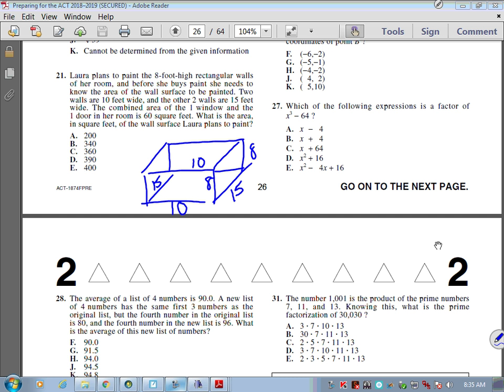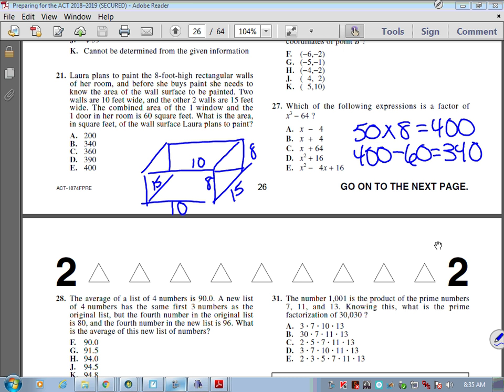So the perimeter of the room is actually 50. 15 plus 15 is 30, 10 plus 10 is 20, so I got 50, right? 50 times 8 is 400. So that's 400 feet squared, but we need to take out the 60 square feet, which includes my window and my door. So 400 minus 60 equals 340.